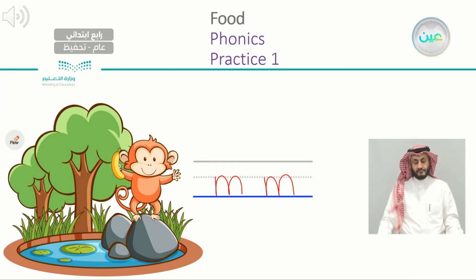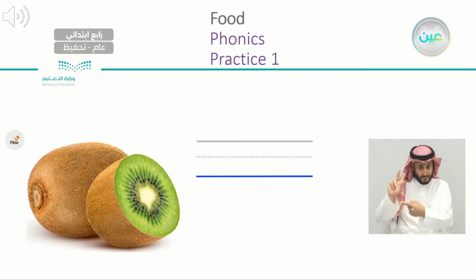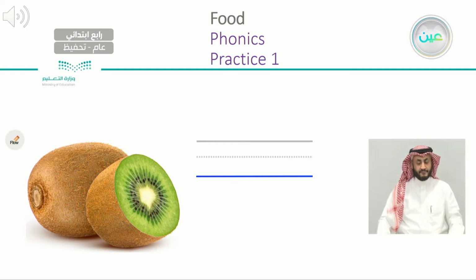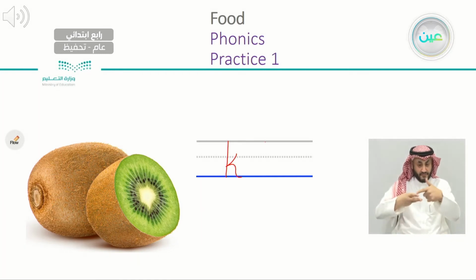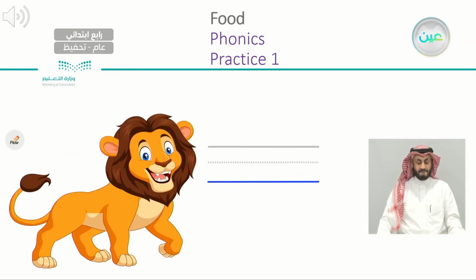Let's look at the next one. Number 3. Kiwi. K. K. So this is the K sound, which means it's the letter K. It's a tall letter. This is lowercase k for kiwi.